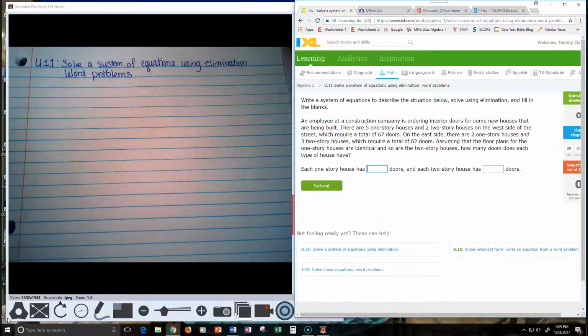An employee at a construction company is ordering interior doors for some new houses that are being built. There are 5 one-story houses and 2 two-story houses on the west side of the street, which require a total of 67 doors. On the east side, there are 2 one-story houses and 3 two-story houses, which require a total of 62 doors. Assuming that the floor plans for one-story houses are identical and so are the two-story houses, how many doors does each type of house have?